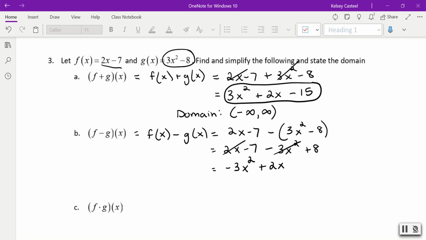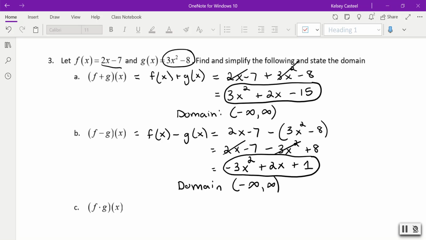And then my constants, I have negative 7 and positive 8. So I can think of this as 8 minus 7. That's one way to think about it. So my constant would end up being positive 1. So the function f minus g of x would be defined as negative 3x squared plus 2x plus 1. Just as in part A, this function is a polynomial, which means our domain is all real numbers. We can plug in anything we want for x.